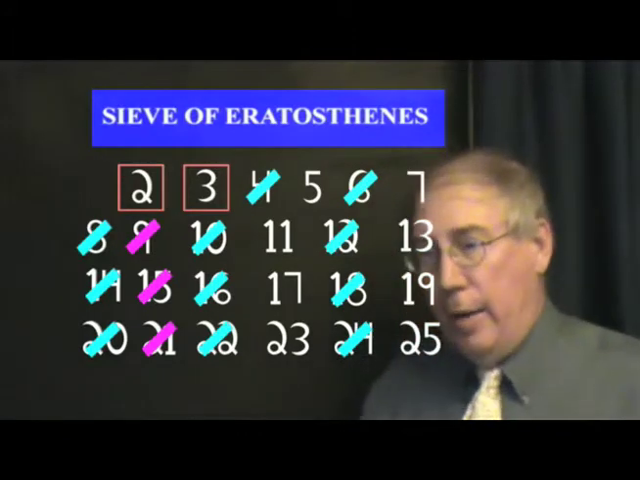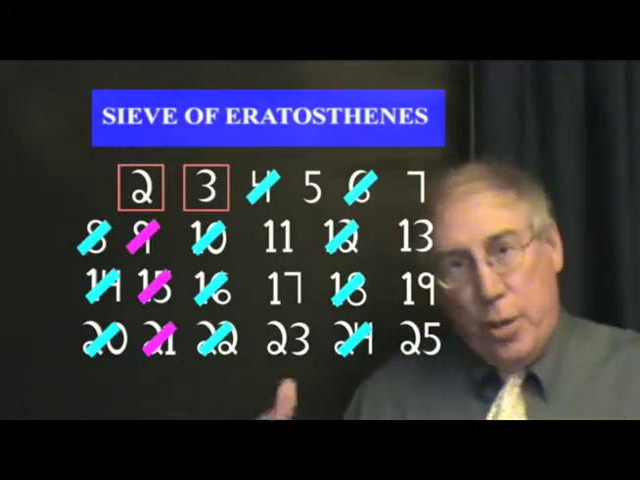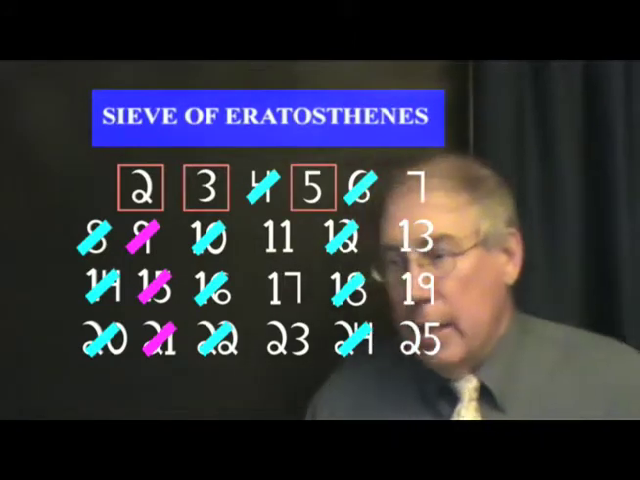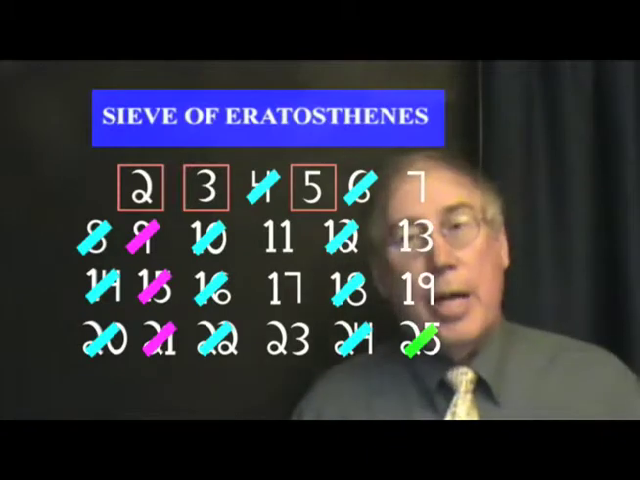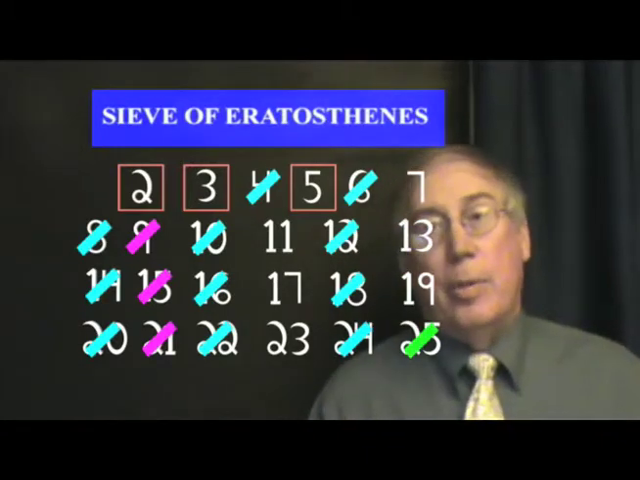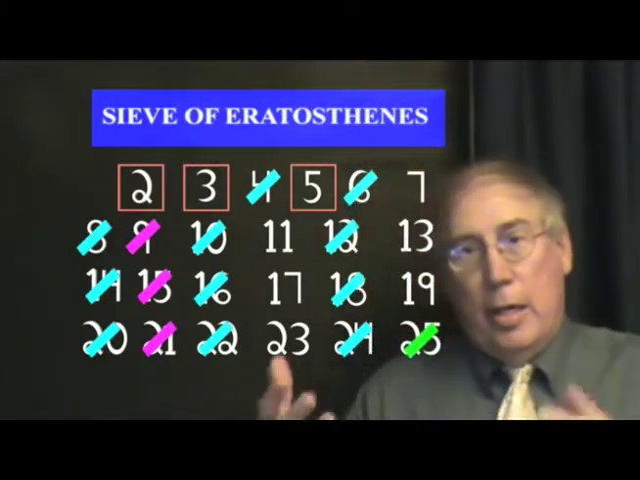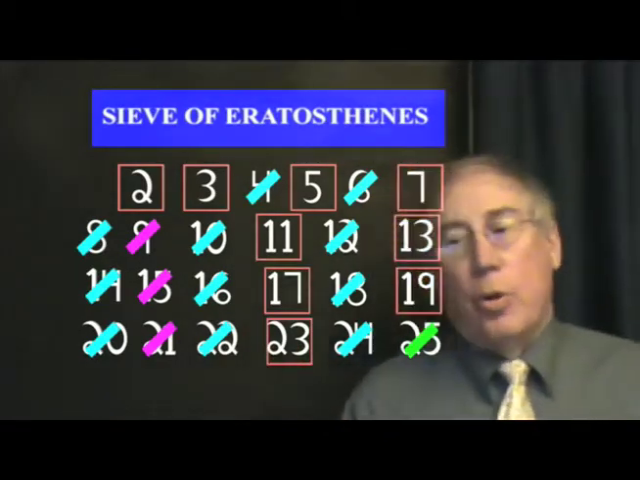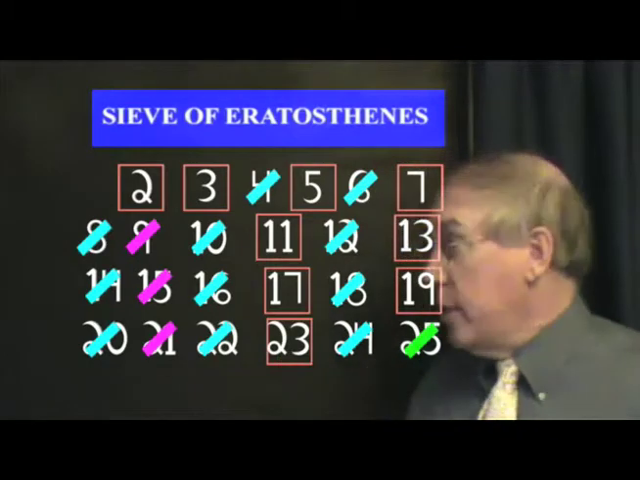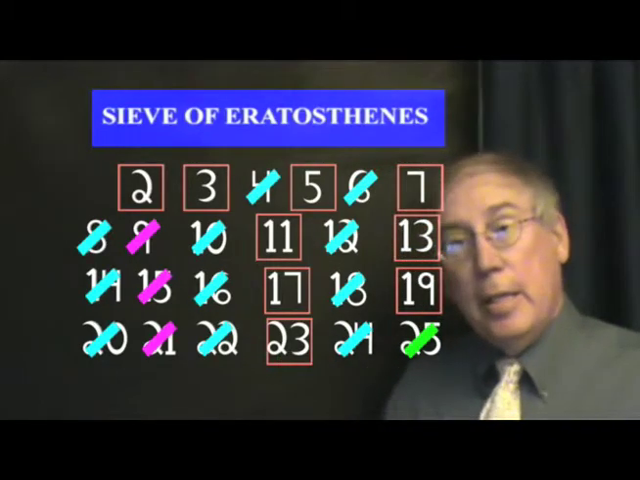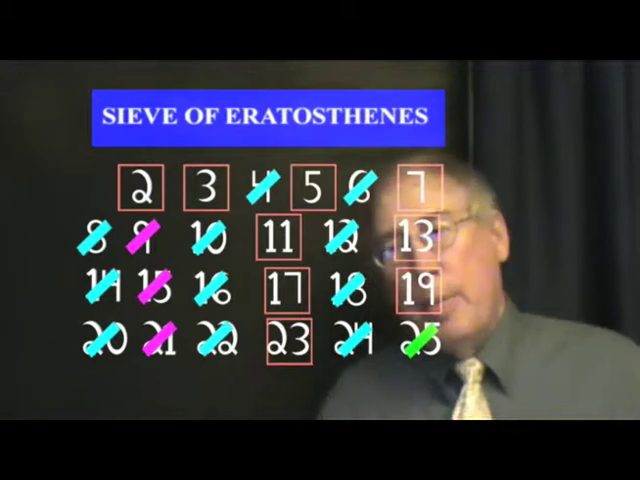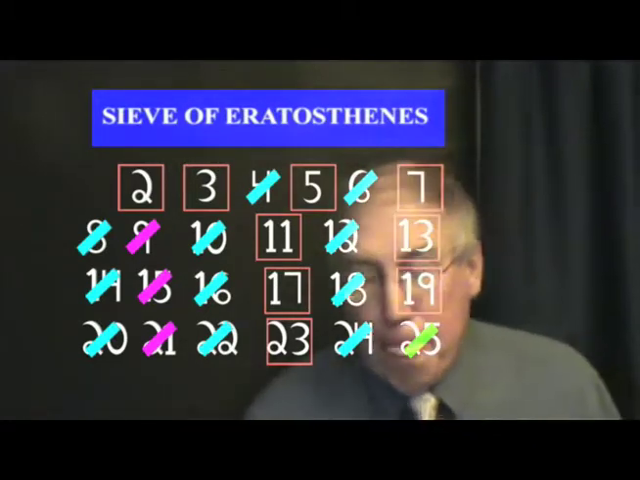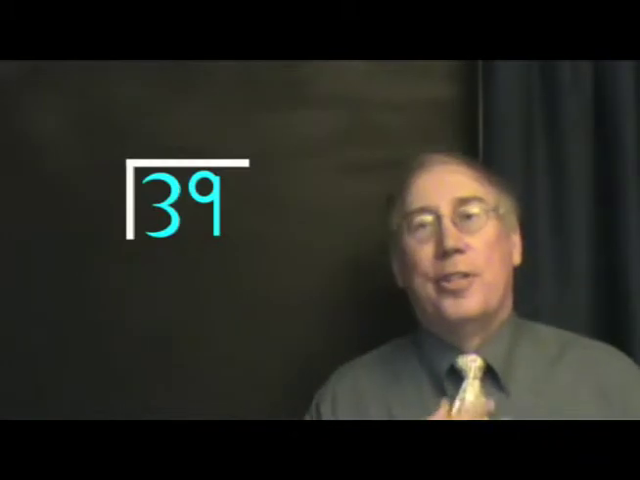Let's go to 5. See what numbers 5 divides into evenly, cross those out. And then we can go to 7. Now 7 won't divide into any of the numbers that are left, so all the rest of the numbers are also prime numbers. So we have 2, 3, 5, 7, 11, 13, 17, 19, and 23 are all the prime numbers from 1 to 25. All right, that's a little historical thing here.